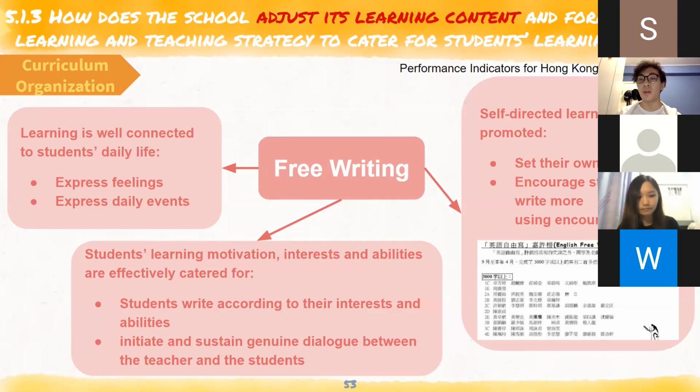Considering the performance indicators for Hong Kong schools, the curriculum content should ensure the learning is well connected to students' daily life, providing students with diversified learning experience, and students' learning motivation, interest, and ability are effectively catered for. And self-directed learning is promoted. Yet in this school case, free writing cannot provide students with diversified learning experience. They can only keep writing on their own about their feelings. Free writing can have a little bit of change, like bringing them to different places. By having different experiences, they must write special vocabulary to enhance their thinking skills in writing. Then students' learning needs can be met. Next page, please.